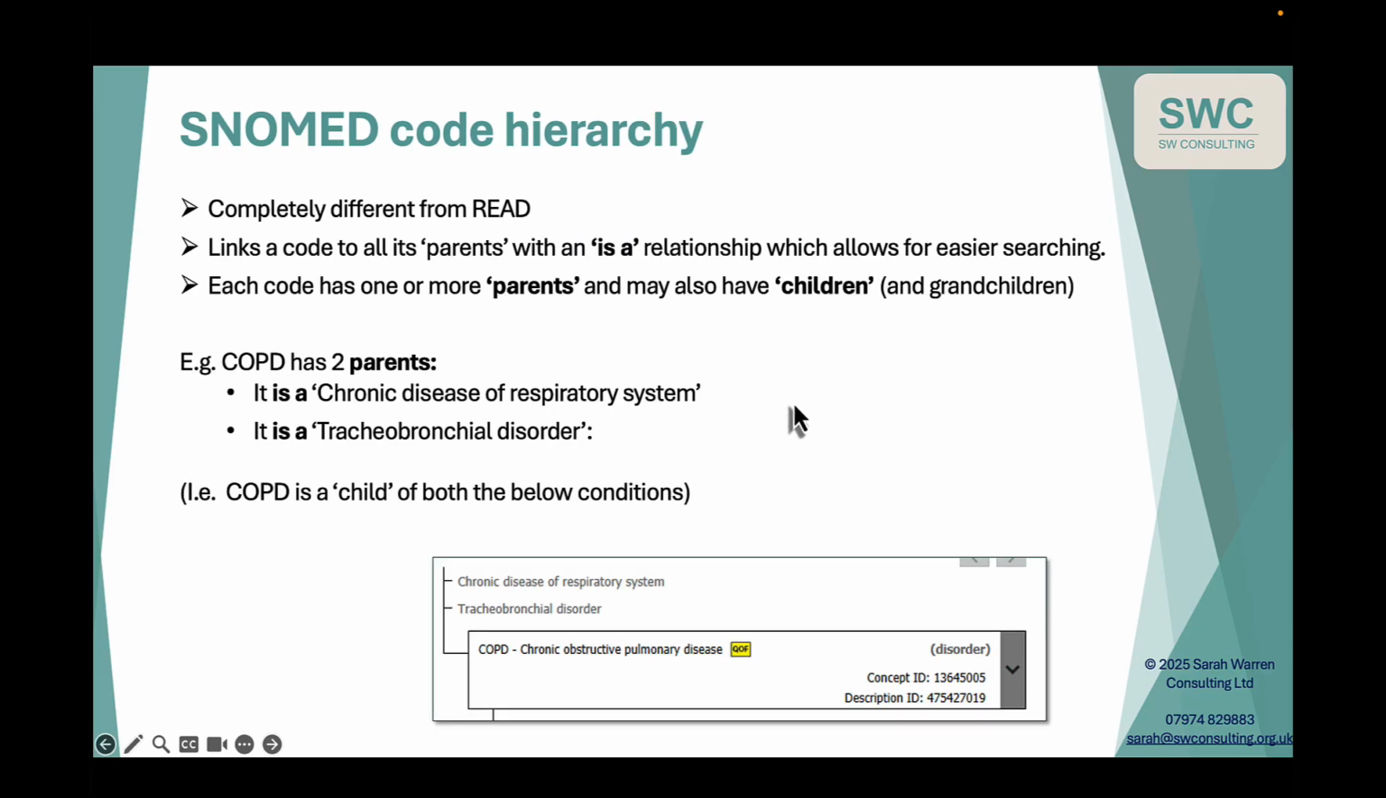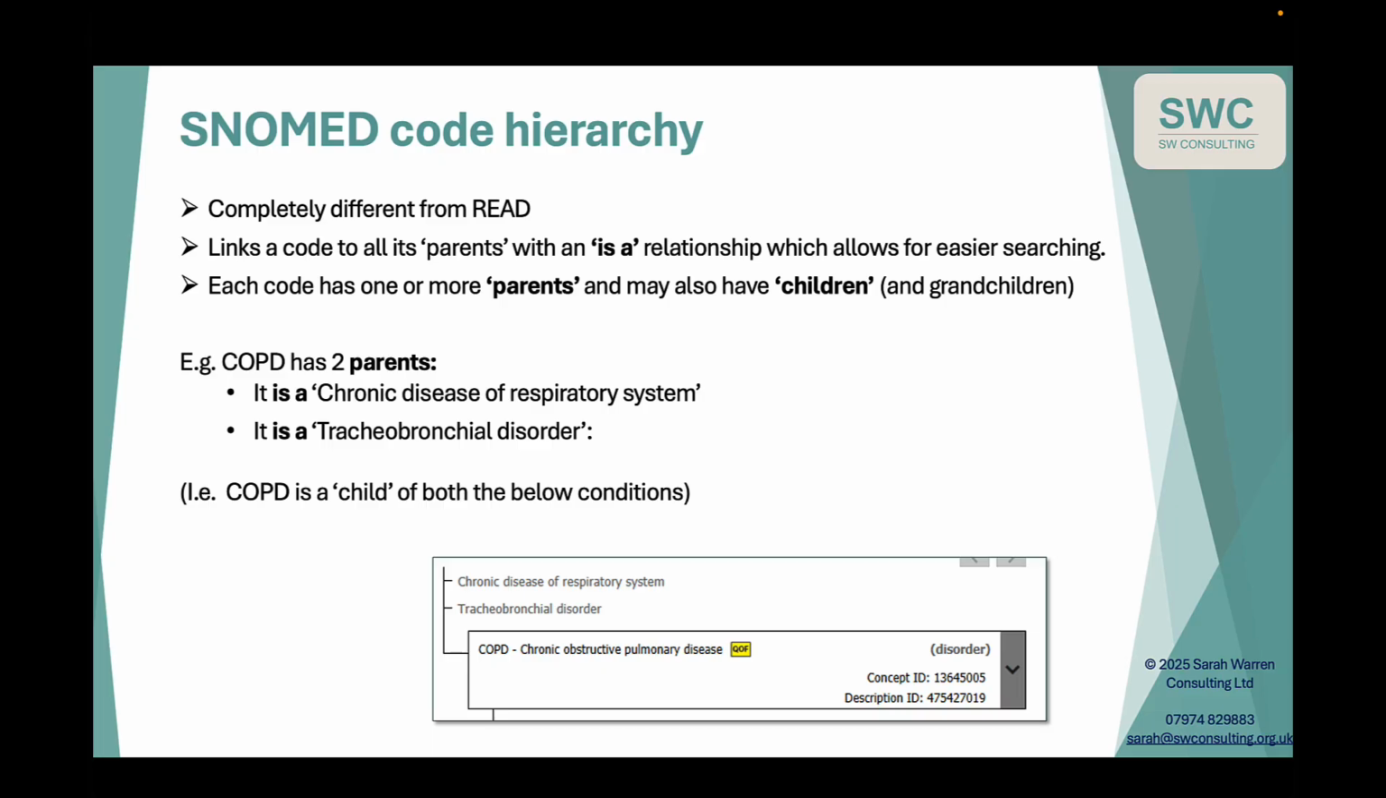So the SNOMED code hierarchy. Bear in mind this is completely different from a READ hierarchy. Instead of READ, where you would have H3 as asthma and then all the codes H33, H333, etc. were all more close definitions of the condition the patient has. In this case, the SNOMED hierarchy links a code to all of its parents with an is-a relationship.